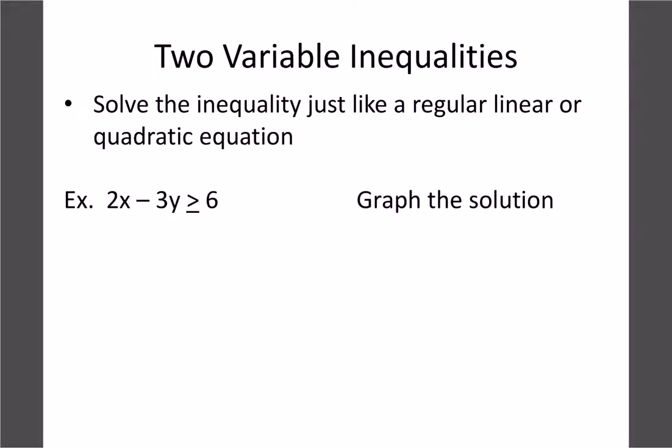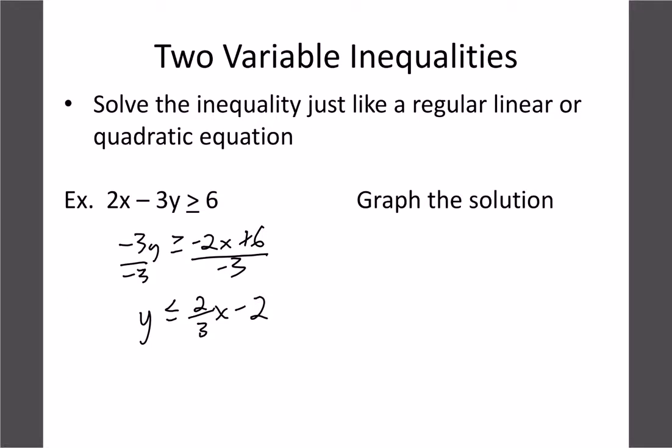Okay, so if we get two variable ones, similar kind of things apply, except we've got a y now, so what we want to do is solve these just like we do with a normal linear equation. So let's get this to be y equals, so we would bring the 2x over, so we'd have minus 2x plus 6 on the right side, and we want to divide by negative 3, so we'll divide everything by negative 3, so we'd have y is less than, we divide by negative, so we've got to flip our symbol, 2/3 x minus 2, so that would be our final graph.